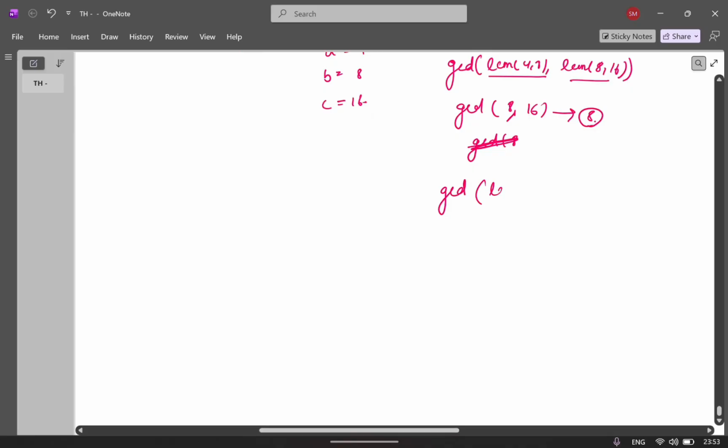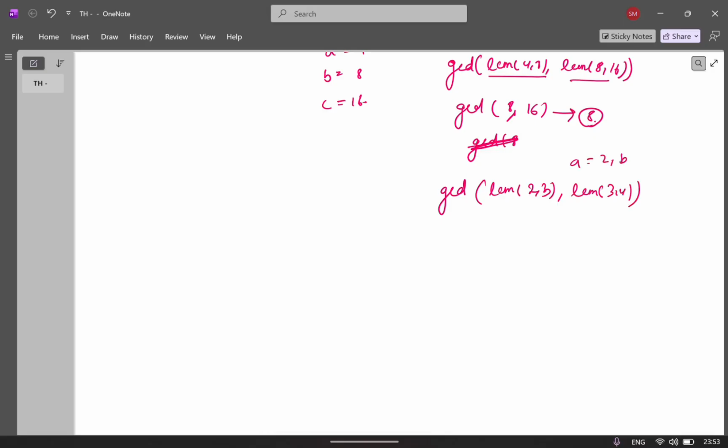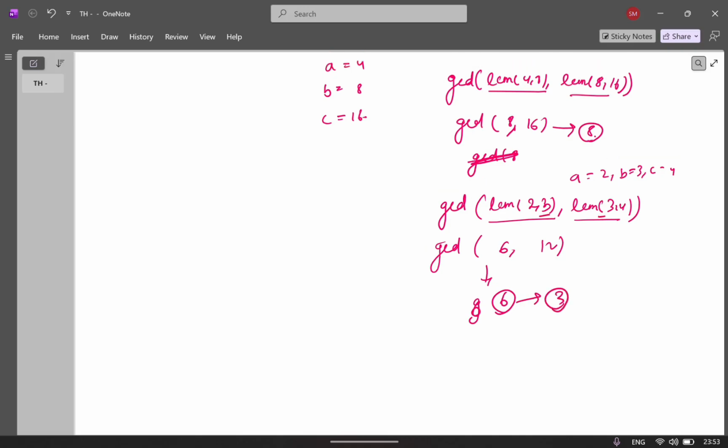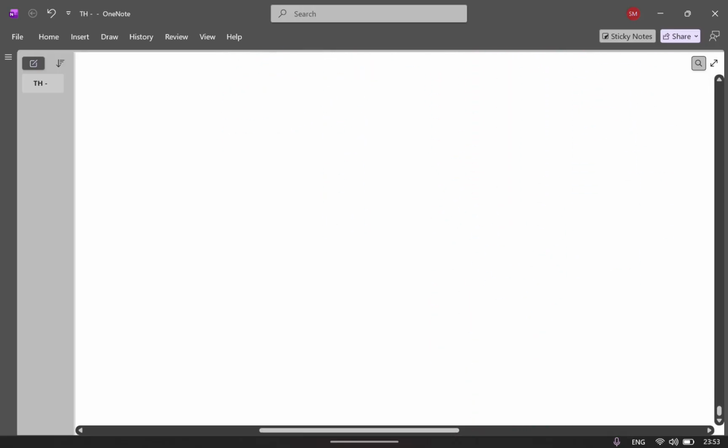We can take other examples also. GCD of LCM of 2 comma 3, LCM of 3 comma 4. In this A is 2, B is 3, C is 4. This will give us 6, this will give us 12, and the answer is GCD of 6 comma 12, which is 6. So 6 is a multiple of B, which was 3. So all I want to say is that after the equation we get that GCD of A comma C will be a multiple of B.